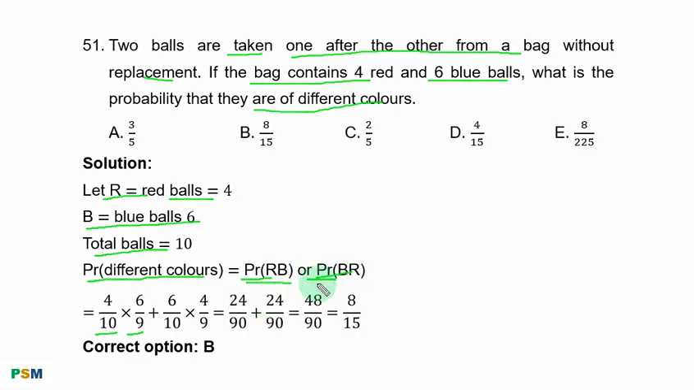You come here, at this point you have 6 blue balls in the bag over a total of 10, times red balls 4 over 9. When you simplify, you have these results. If you add the like fractions, you have 48 over 90, which reduces to 8 over 15. The correct option is B.